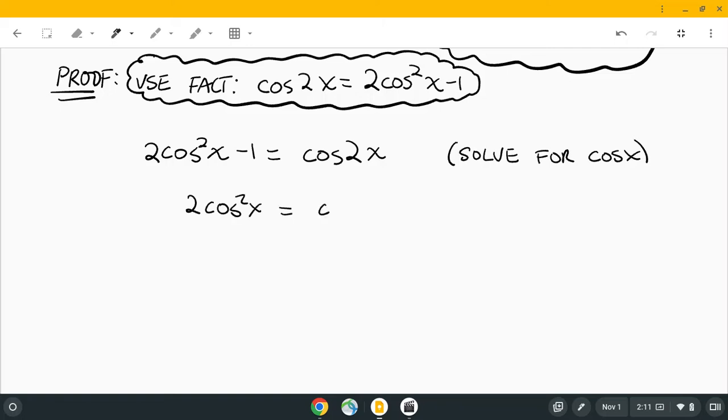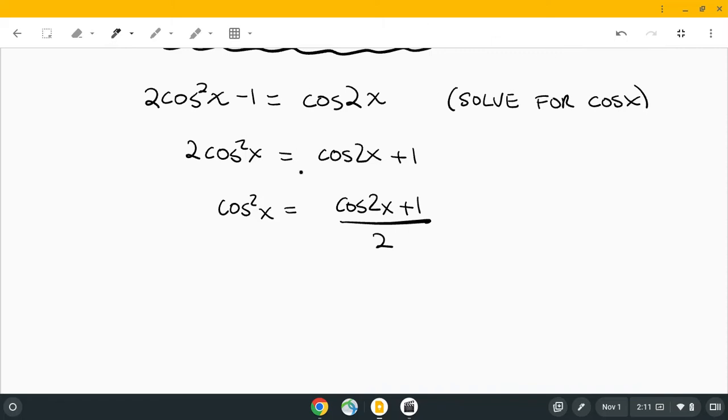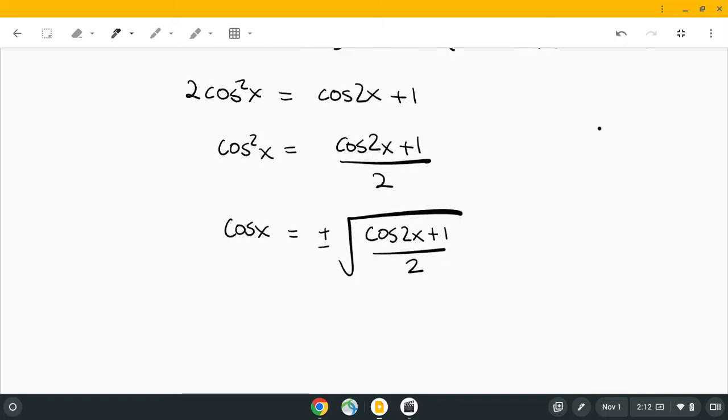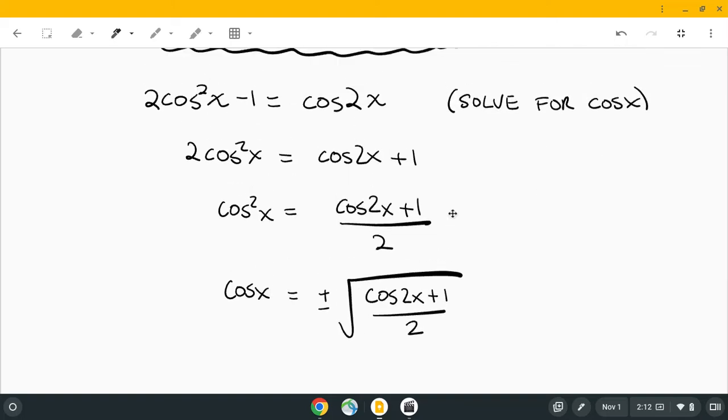So we have cosine 2x plus 1. And then I'm going to divide both sides by 2. This one's a little easier to follow, I think. Cosine 2x plus 1 divided by 2. And then here, we're going to take the square root of both sides to get the cosine x by itself. So we get plus minus the square root of cosine 2x plus 1 all over 2. And again, it's almost exactly what we want.